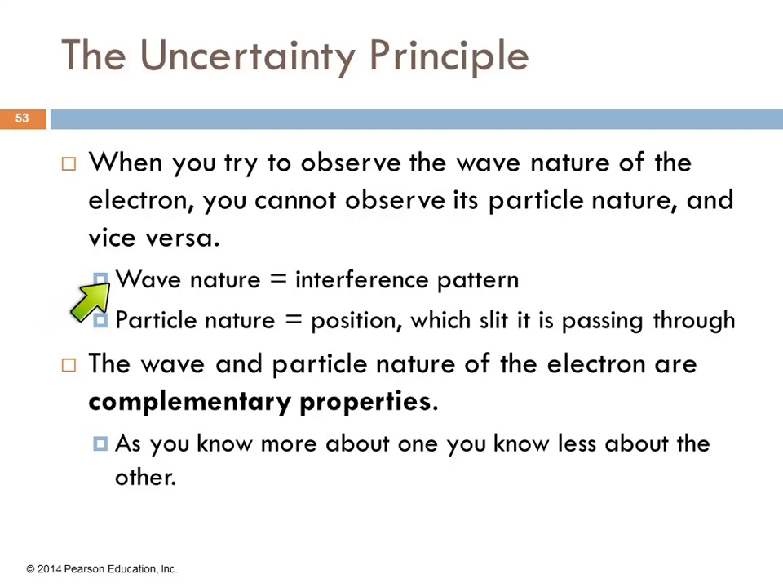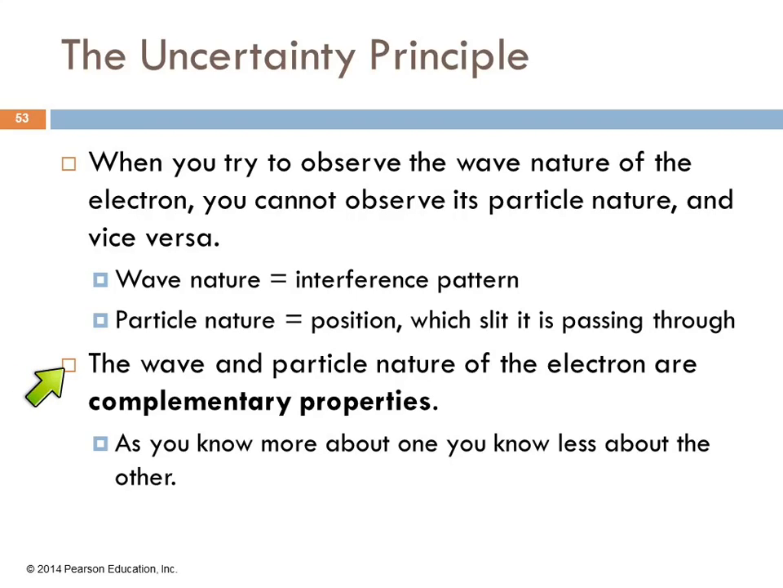So the wave nature is shown by that interference pattern. The particle nature is indicated by its position, the position of the electron, which would be which slit it is passing through. If we can determine which slit that single electron is passing through, we've determined its position. When we do that, we no longer observe the wave behavior of the electrons.